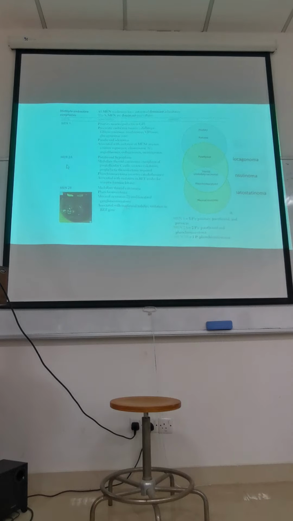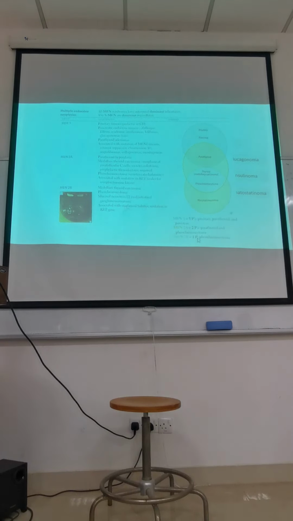MEN 2 has two categories, 2A and 2B. MEN 2A has parathyroid tumor, medullary thyroid cancer, and pheochromocytoma, while MEN 2B is like that. So I used to make this kind of diagram. This is MEN 1: pituitary, pancreas, parathyroid. This is MEN 2A: parathyroid, thyroid, and pheochromocytoma. This is MEN 2B: thyroid, pheochromocytoma, mucosal neuroma. The formula is written over here: MEN 1 is 3 P's, MEN 2A is 2 P's, MEN 2B is 1 P.